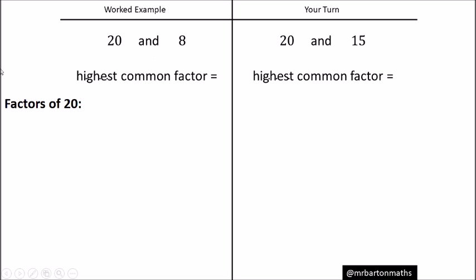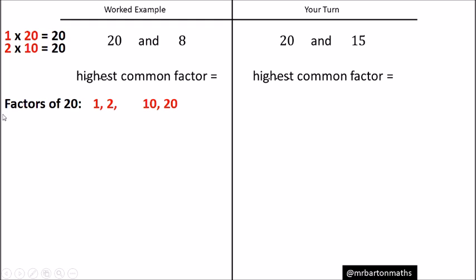The first thing I'm going to do, I'm going to list my factors of 20. So, what numbers multiply together to make 20? Well, 1 times 20 makes 20, which means that 1 and 20 are factors of 20. However, there are more factors of 20. I can also make 20 by going 2 times 10 to get 20, which means that 2 and 10 would also be factors of 20.